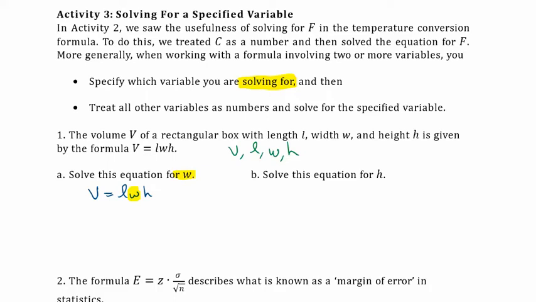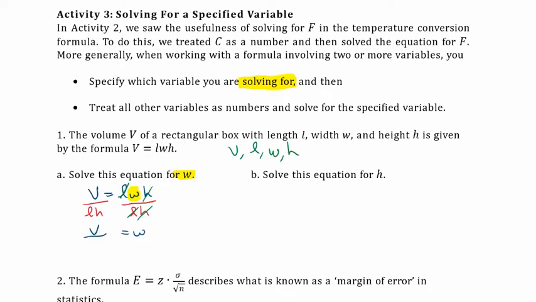Since L and H are multiplied by W, we're going to undo that multiplication using division. So we're going to divide both sides by LH. On the right-hand side, the L's will reduce to 1. L divided by L is 1. H divided by H is 1. And 1 times W is just W.